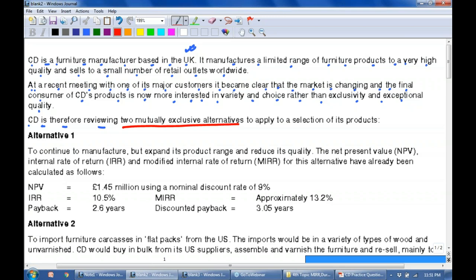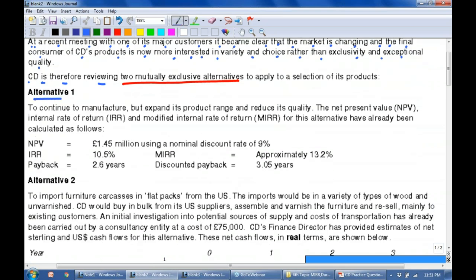So to apply the selection of its product, that is alternative one and alternative two. Alternative one is to continue to manufacture but expand its product range and reduce its quality. The NPV and IRR and MIRR of the alternative have already been calculated as follows. Alternative one, NPV 1.45 sterling million using nominal discount rate at 9%. IRR 10.5%, MIRR 13.2%, payback 2.6 years, discounted payback 3.05 years.